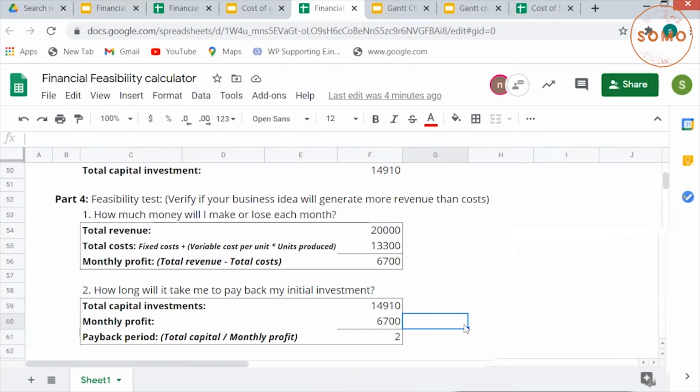In the case of Sarah, her total capital investment is 14,910 shillings. Her monthly profit is 6,700 shillings. That means her payback period will be 2 months. That is, the total capital investment of 14,900 shillings divided by a monthly profit of 6,700 shillings. That gives you 2 months.